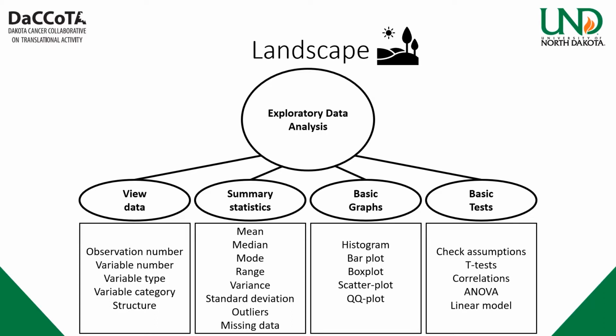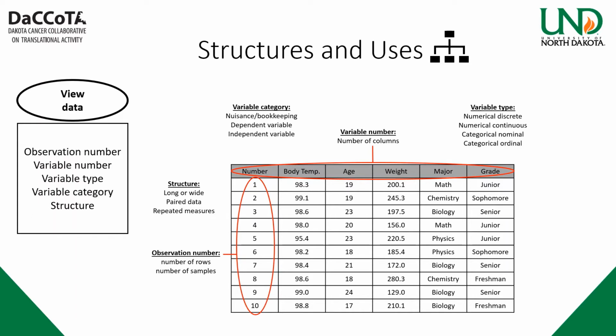We can use basic graphs to visualize relationships. We can use histograms, QQ plots, bar, box, and scatter plots. Finally, we can also use basic tests to do things like check assumptions or run simple models like t-test, correlation, ANOVA, or even the more general linear model.